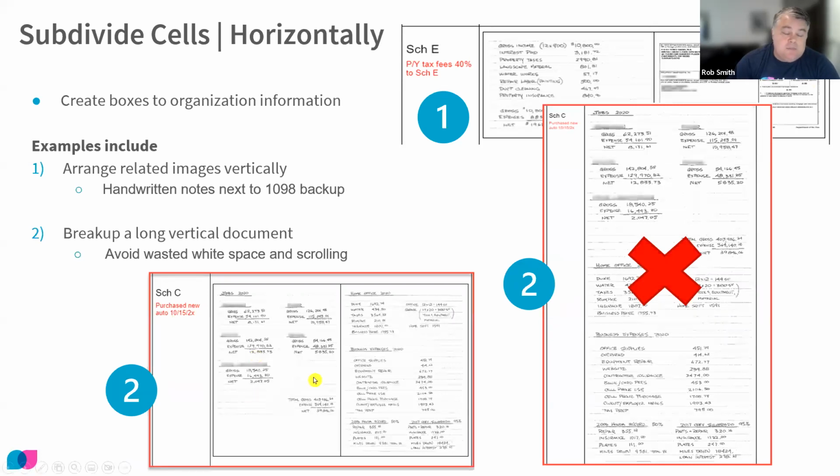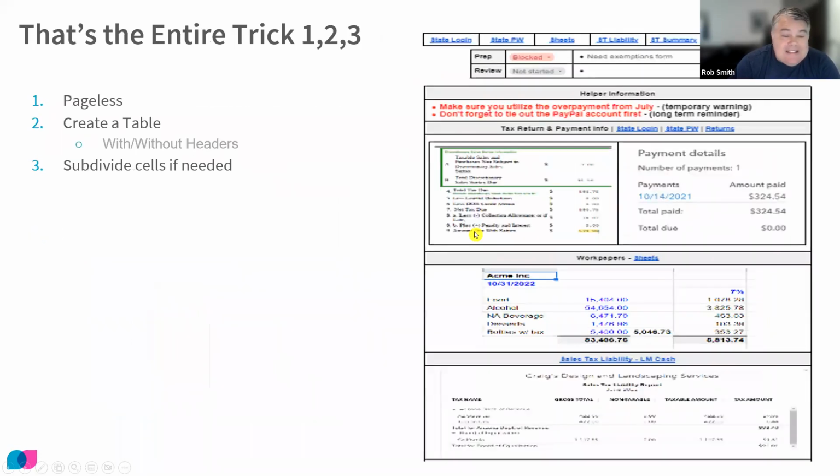And sometimes I may have something that's really, really long. Instead of having something really long, I want to put it side by side so it doesn't take up so much white space. So there are a couple of different ways you can break stuff up. But that's it. That's the entire trick.